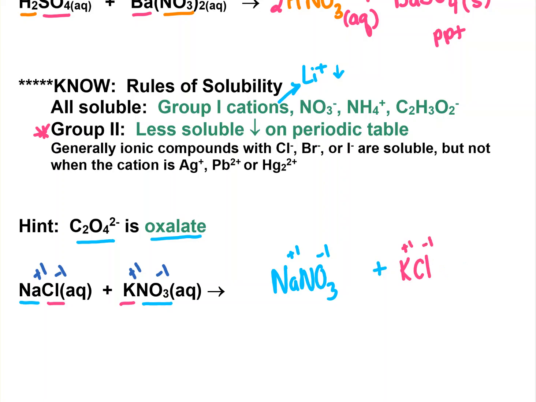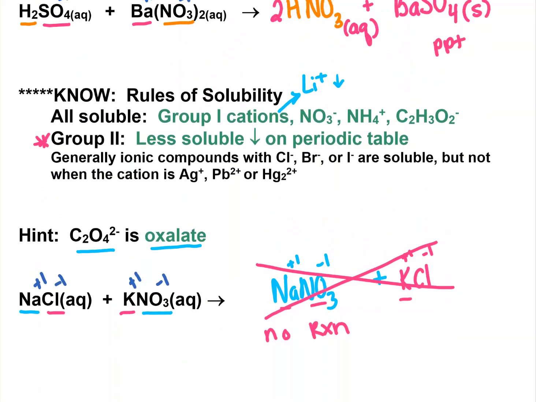But if you do this reaction, you'll find that there is no precipitate. It does not get cloudy. And so let's see why. Well, both sodium and nitrate are never in precipitates. They're always soluble. Same thing with potassium. So instead of writing these products, that's incorrect. If there's no precipitate, we're going to write no reaction.